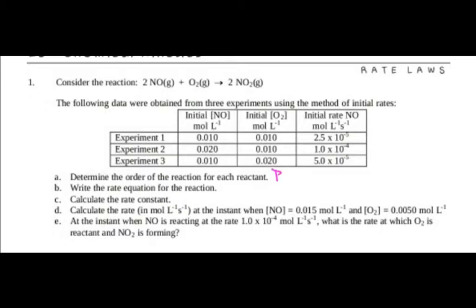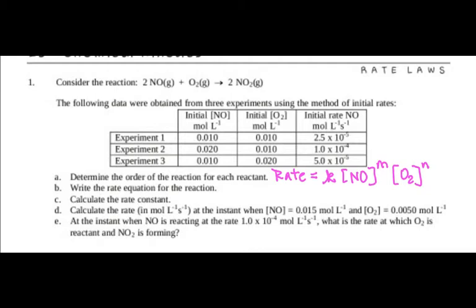So in that case, the rate is going to equal the rate constant K times our concentration of our first reactant, which is nitrogen monoxide, raised to some reaction order which we'll determine through the experiment, and then that's going to be multiplied times the oxygen concentration raised to whatever reaction order that is, which we'll determine. So now that we have this set up, we're going to determine the order of the reaction.